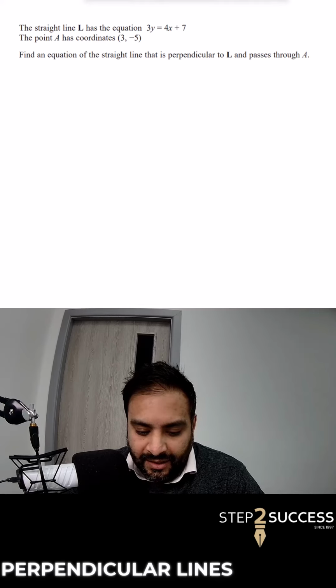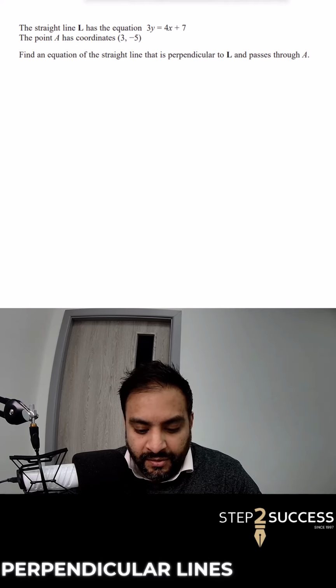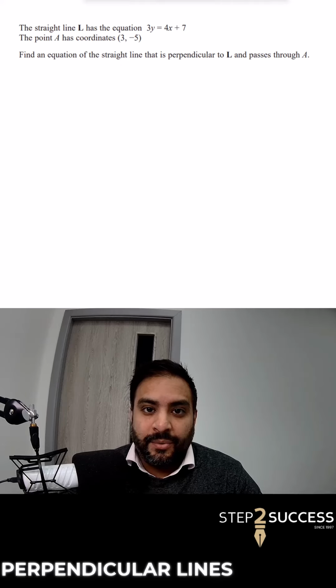The straight line L has the equation 3y equals 4x plus 7. The point A has coordinates (3, -5). Find an equation of the straight line that's perpendicular to L and passes through A.